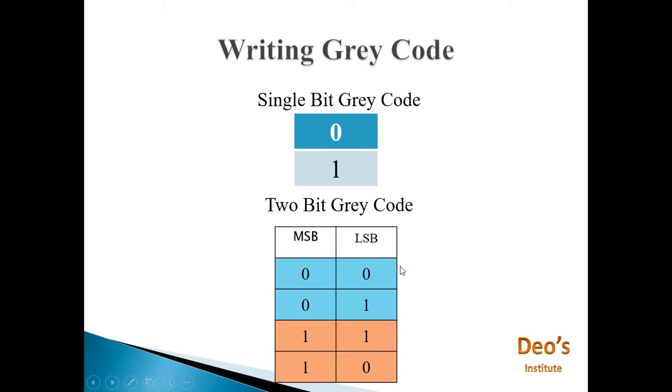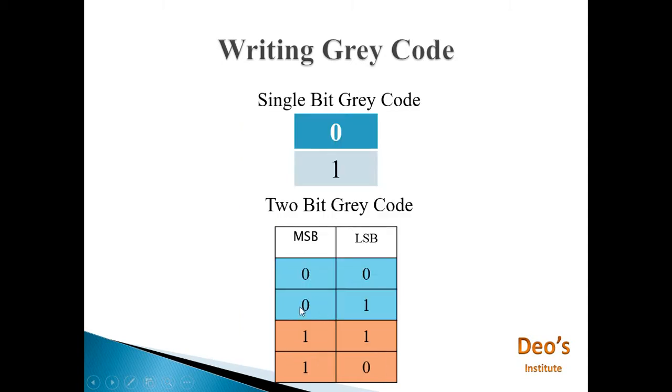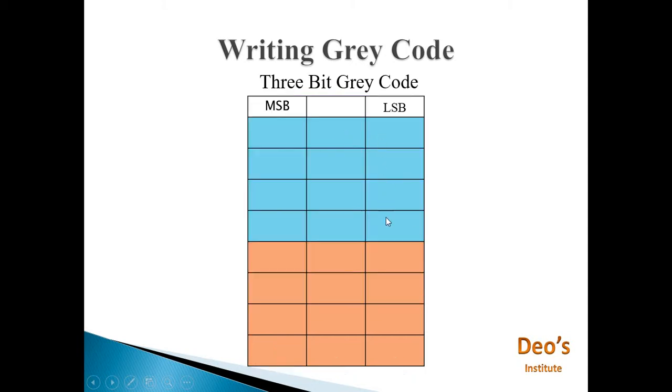Now this 2 bit gray code is used to form the 3 bit gray code. When we are talking about 3 bit, there will definitely be 8 possible combinations of the code. So there will be 8 rows. Our 2 bit gray code is 00 01 11 10. Like we did for 2 bit gray code, where we copied the single bit gray code at the LSB position, similarly we'll copy this 2 bit gray code at the first 4 rows of the 3 bit gray code. So this is my 2 bit gray code.